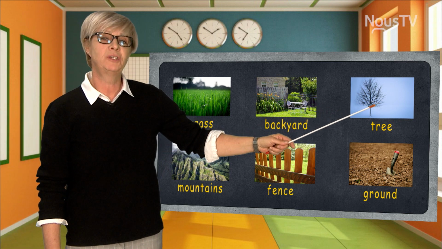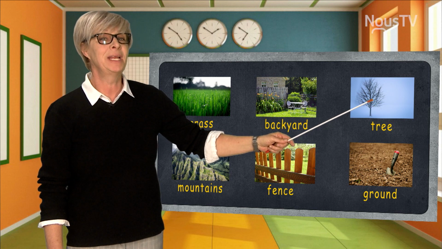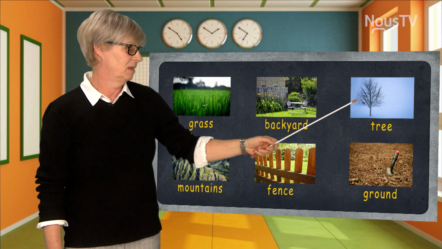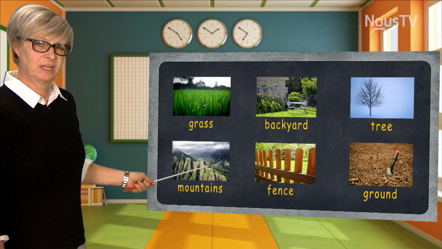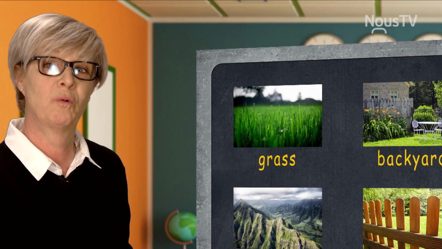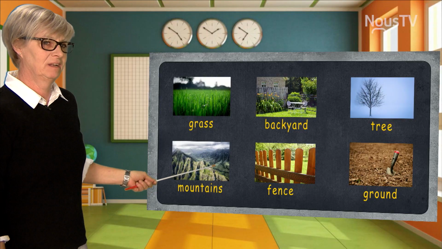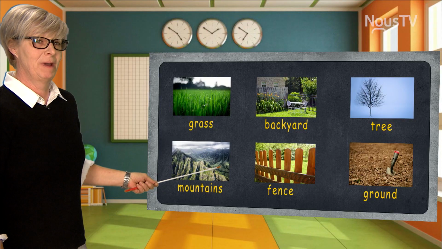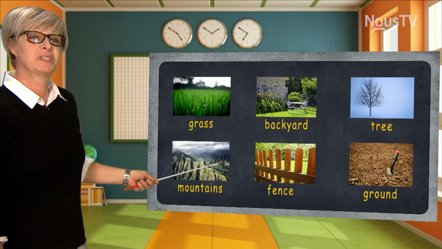Here you have a tree. A forest has many trees. Here we have a mountain. What is the highest mountain in the world? It's Mount Everest. This is a mountain. You can climb a mountain, maybe not Mount Everest, but you could climb some mountains.